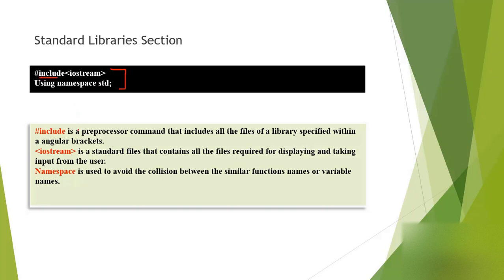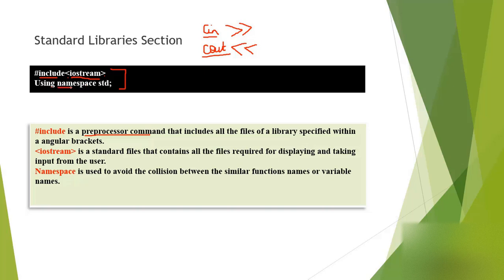Here #include is a preprocessor command that includes all the contents of a header file in your program, and here iostream is a header file which must be specified within these angular brackets. iostream is a header file that contains the two most commonly used objects, that is cin and cout, where cin is an object of input stream that uses an insertion operator to take an input from the user, while cout is an object of output stream that displays the output on the screen and it uses an extraction operator. The second statement is using namespace std.